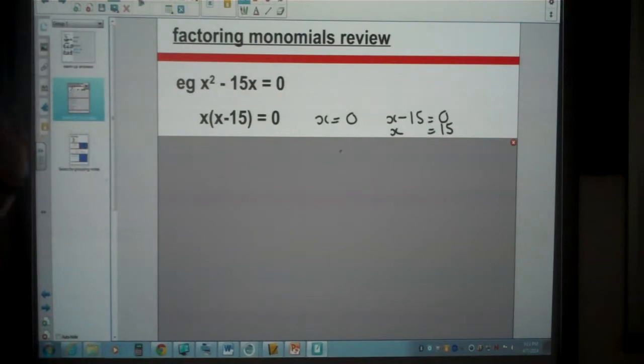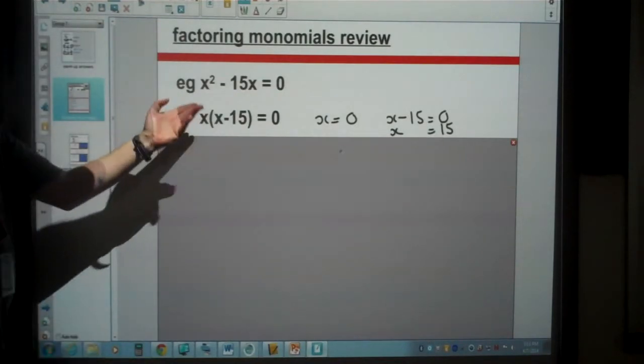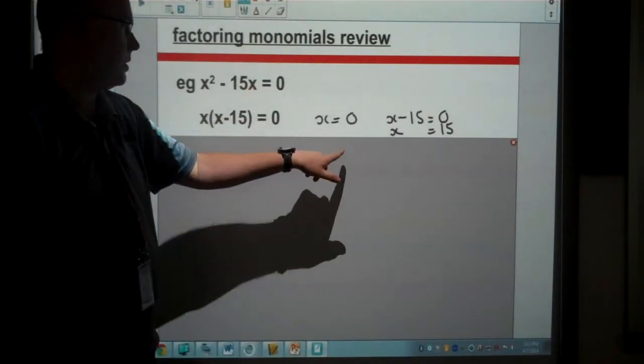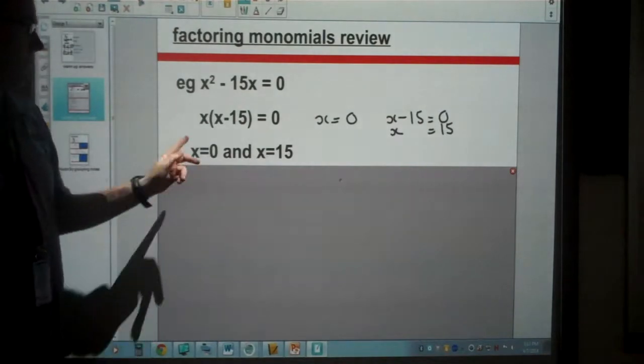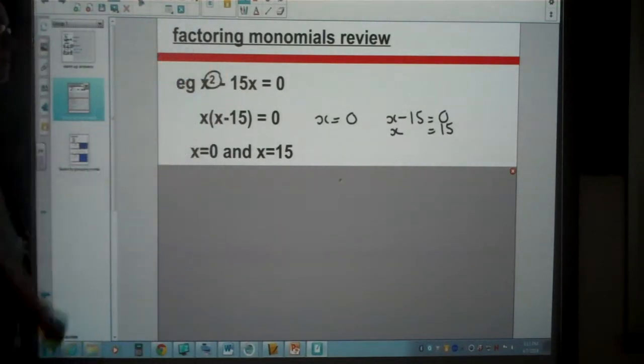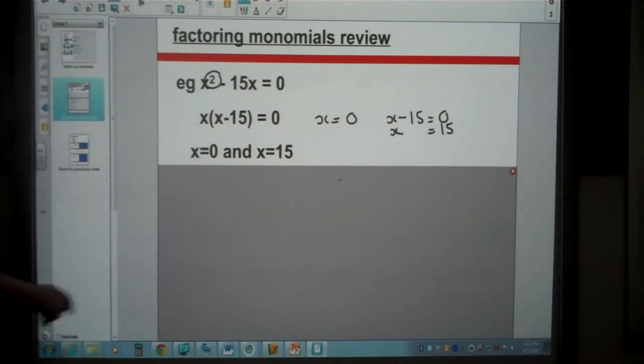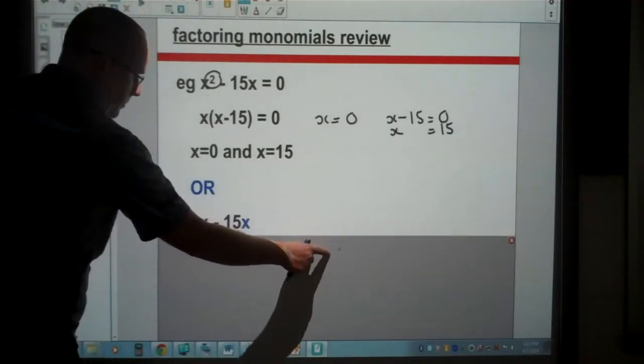When we have x or 2x or 3x, the answer is always going to be 0 for that question, because anything times 0 is always going to give us 0. So that's the solving part of this question. And we have two answers because look at the power in the question. That's something that we're going to use to help us figure out how many answers we actually have.